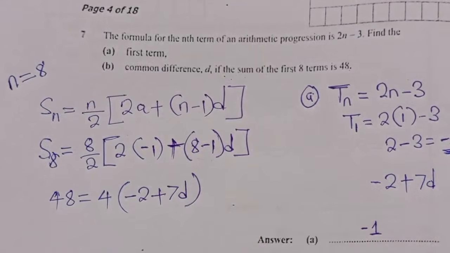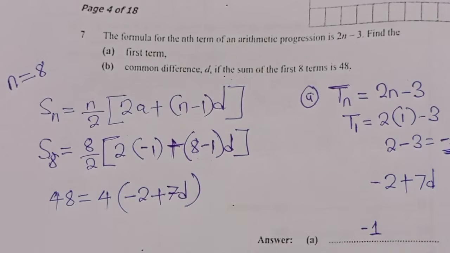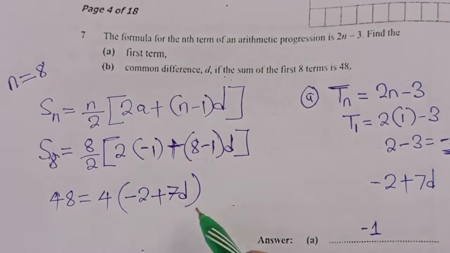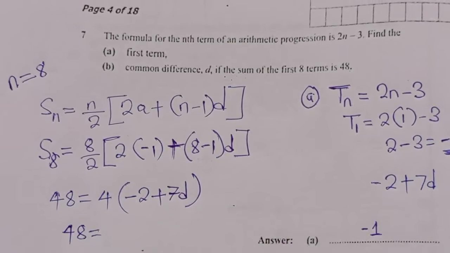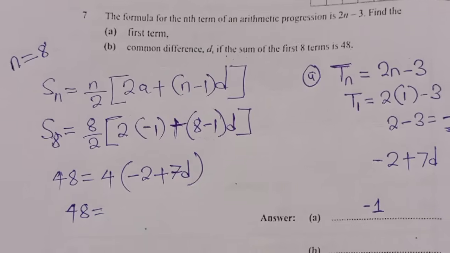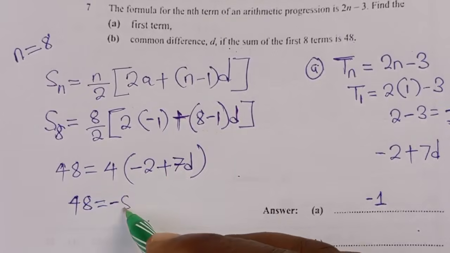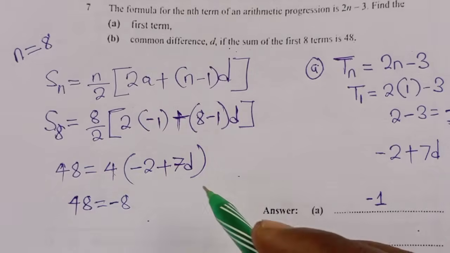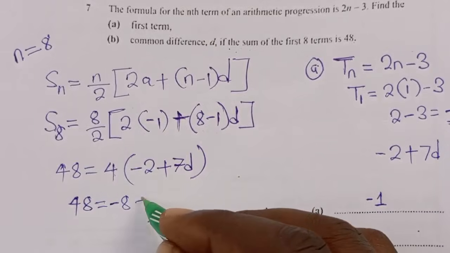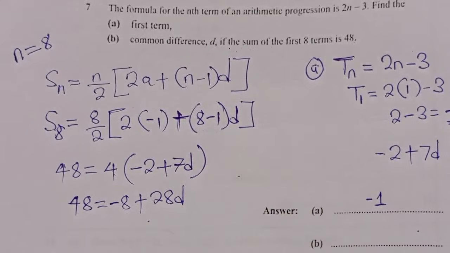I can't add these because these are unlike terms. So I don't add. I multiply now. This is 48, which is equal to 4 times -2, that is -8. Then 4 times 7, that is 28, so plus 28d.